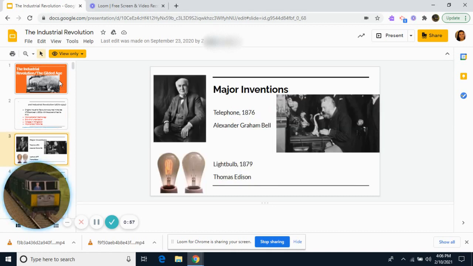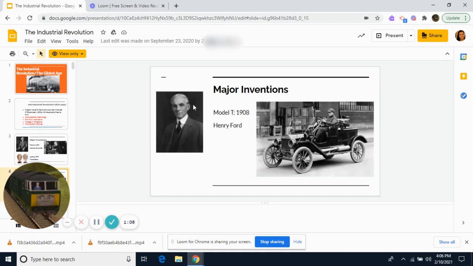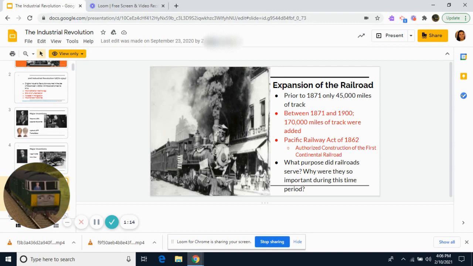Major inventions: telephone, 1876, Alexander Graham Bell; light bulb, 1879, Thomas Edison; Model T, 1908, the familiar car that I've seen before, and this is Henry Ford.